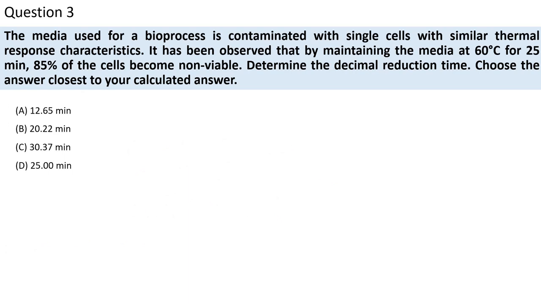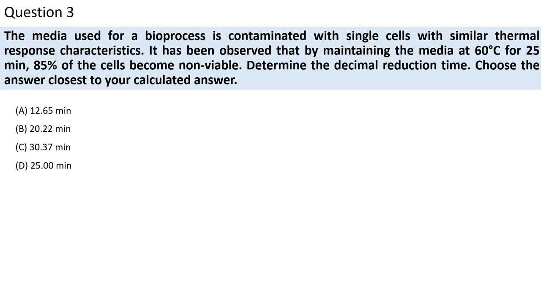Moving on to question 3. The media used for a bioprocess is contaminated with single cells with similar thermal response characteristics. It has been observed that by maintaining the media at 60 degrees Celsius for 25 minutes, 85% of the cells become non-viable. Determine the decimal reduction time. Choose the answer closest to your calculated answer.